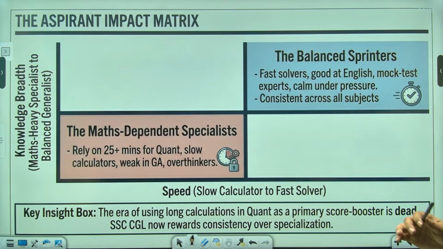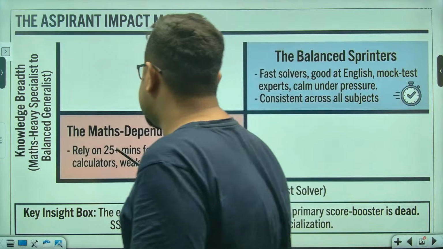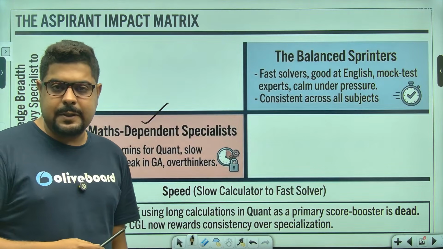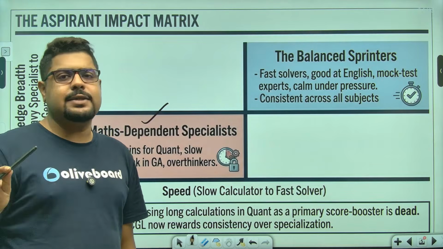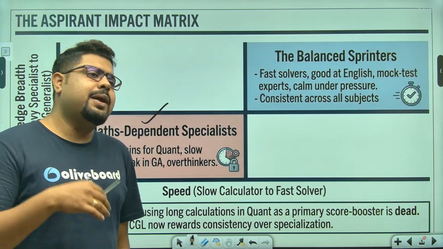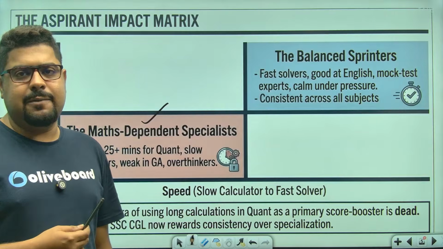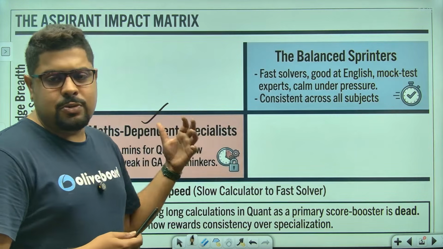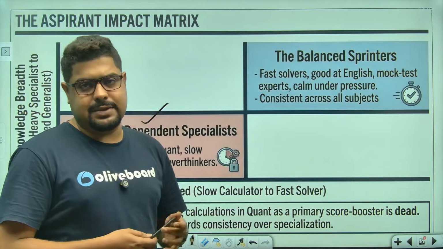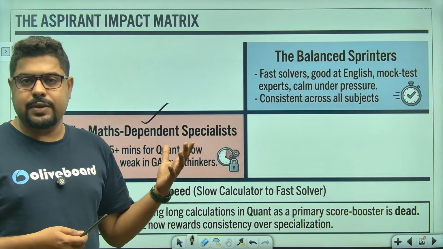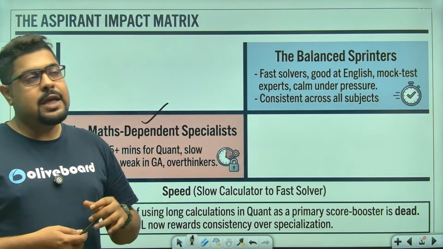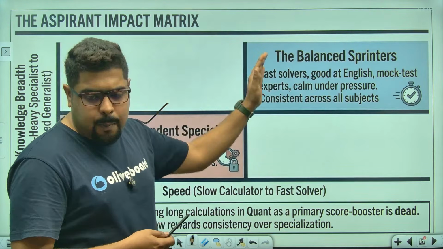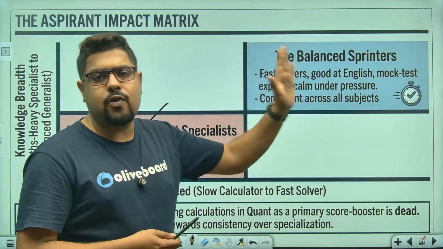This is the main slide. You see, the maths-dependent specialists, their days are gone now. You cannot be one of them. To be honest, very frankly speaking, I was one of them. Most of the maths faculties, all of us are guilty as charged. We used to invest time heavily on maths because that was our strength. But those days are gone now. You have to be balanced players, meaning you have to have proper preparation for all four subjects.